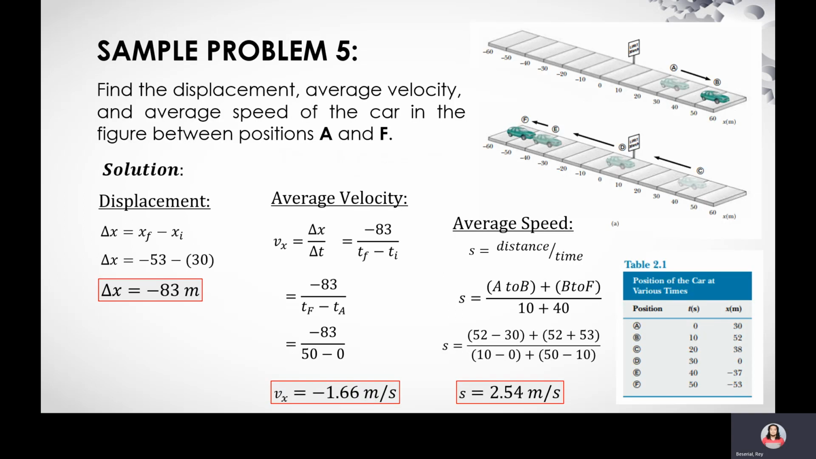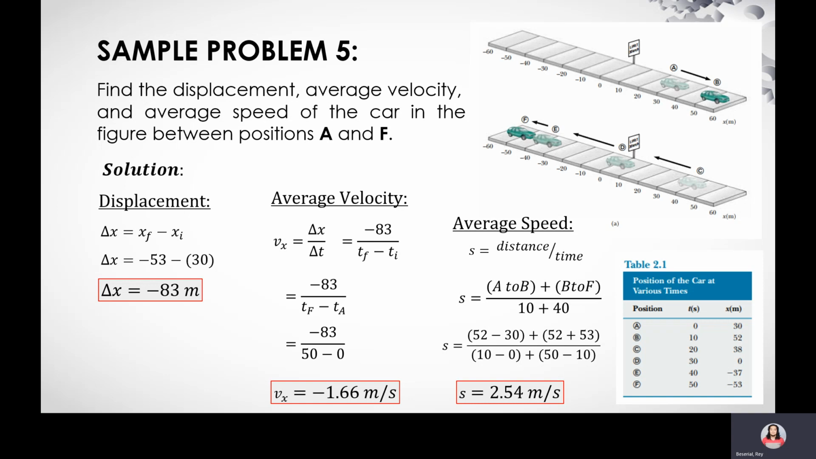The next problem natin is find the displacement, average velocity, and average speed of the car in the figure between points A and F. So this figure, first is our direction from A to B. This is the west, this is the east. Okay. So A to B is going east, so we have a position at point A, the time is 0 seconds.